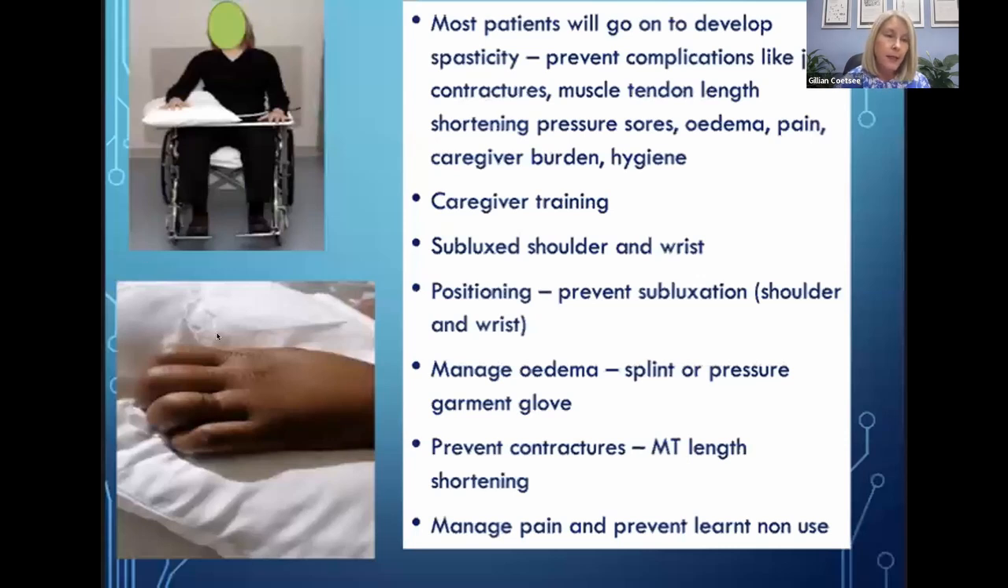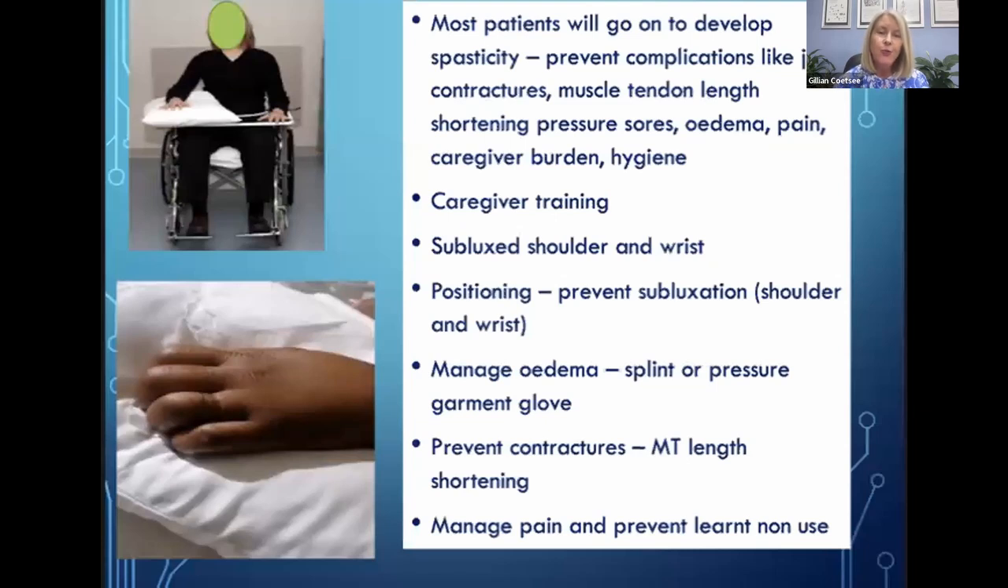And this is a gentleman whose hand was not splinted. He carried on with persistent edema. His MCPs contracted into extension and his IPs into flexion. So he started getting some movement back, but we couldn't use it because the joints had already contracted and needed surgery. We also want to prevent complications such as muscle and tendon length shortening. So even if there isn't much tone, just purely by not being in a good position, we run the risk of that. And then to manage pain.